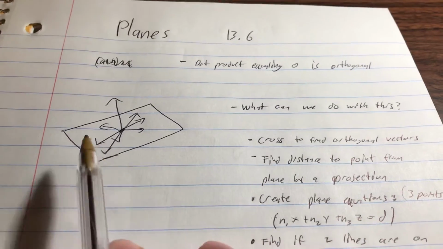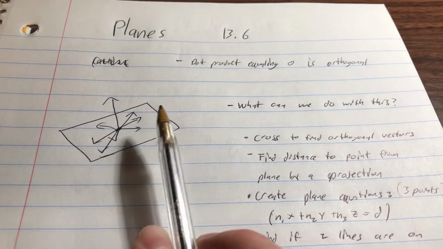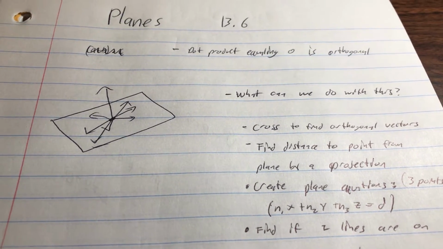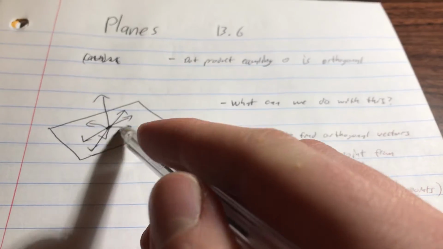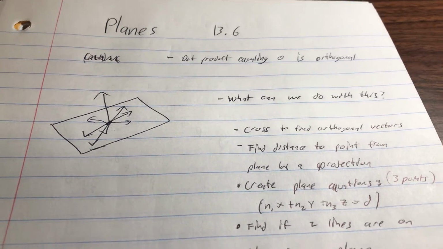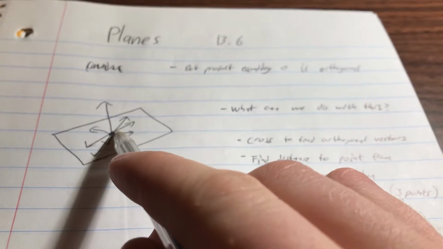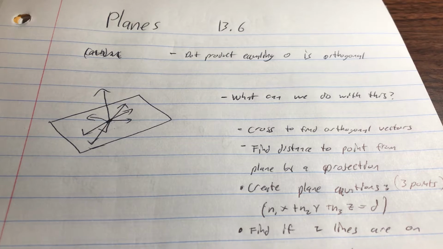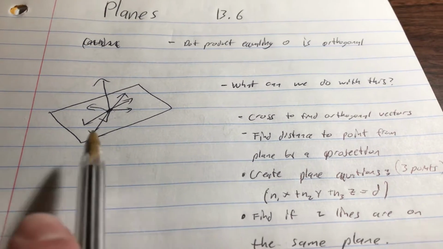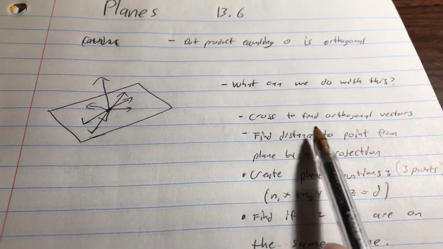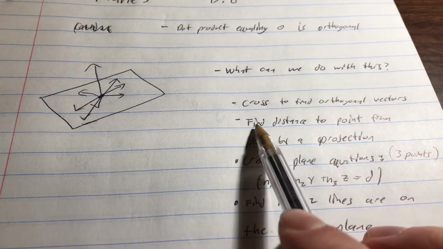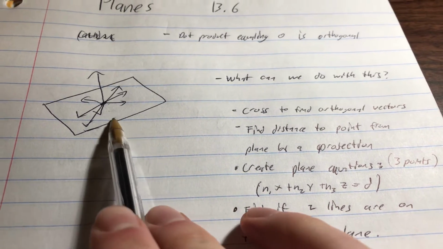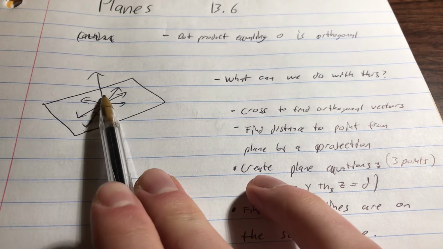Okay, so a plane is basically this flat thing in space, and it has infinite amounts of parallel vectors to this plane. As you can see, I could keep drawing vectors here and here and there. It also has a vector that is perpendicular, or orthogonal, to all the vectors on that plane. And just that principle helps us do a lot. So what can we do with this? We can find that orthogonal vector by just taking the cross product of two parallel vectors on the same plane. So if I had a vector here and a vector here, I just take the cross product and I'd get this orthogonal vector.